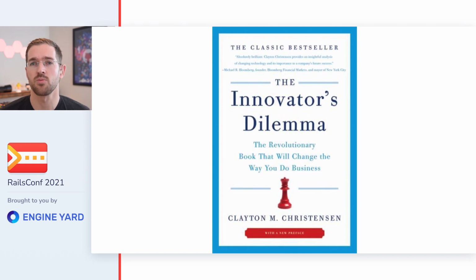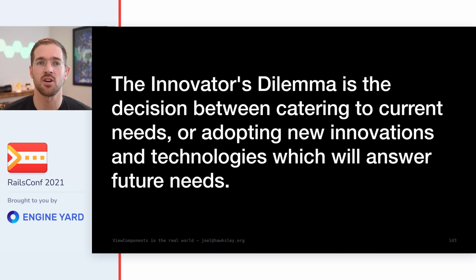More broadly, this project has made me think about innovation in Rails. There is a book called The Innovator's Dilemma, and it's widely considered to be one of the most influential business books ever written. The Innovator's Dilemma is the decision between catering to current needs or adopting new innovations and technologies which will answer future needs. The book really demonstrates how successful, outstanding organizations can do everything right and still lose their market leadership or even fail as new, unexpected competitors rise and take over the market.